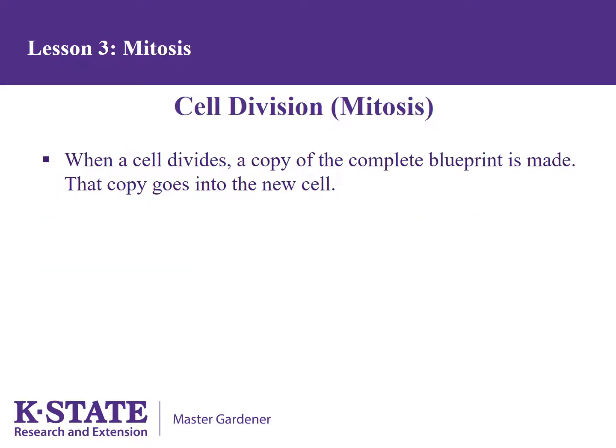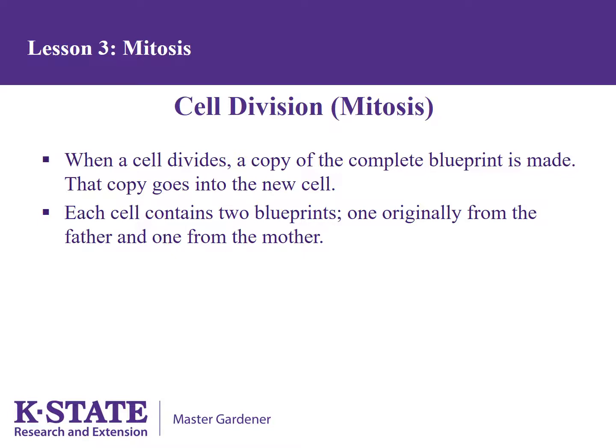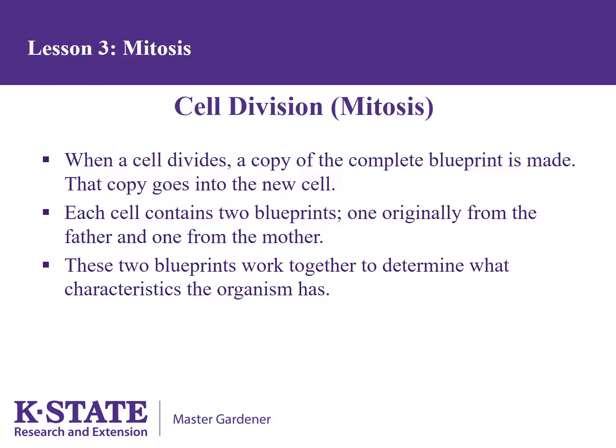When a cell divides, a copy of the complete blueprint is made, and that copy goes into the new cell. Actually, cells contain two complete blueprints, one from the father and one from the mother. These blueprints work together to determine what characteristics a plant has. The fact that there are two blueprints becomes very important when we talk about producing seed, which we will cover later. Let's illustrate this with examples from the genetics of people.